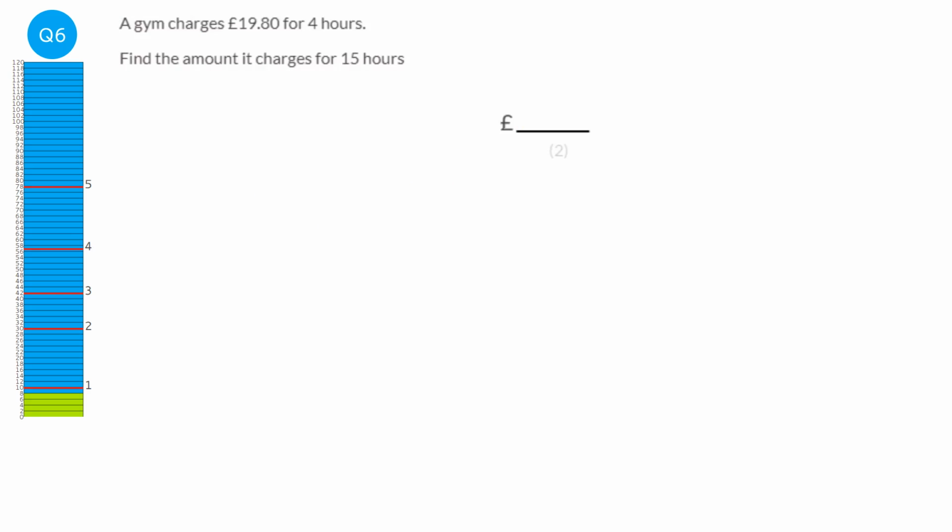So looking at the hours and the charge, we know that 4 hours is a charge, and I'm going to do the charge in pence, of 1,980 pence. And so what I want to do is just work out what 1 is. And to do that, I'm going to divide this by 4. It's always useful to find out what 1 is first. So that would be 495.